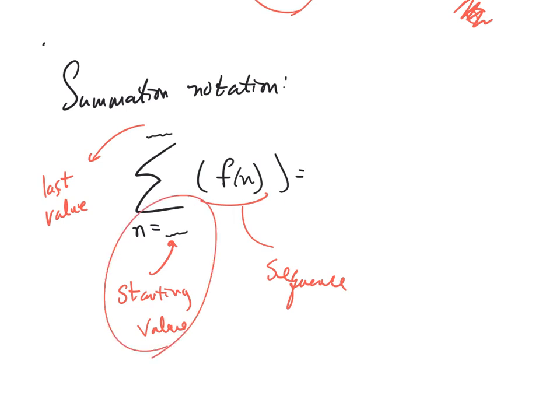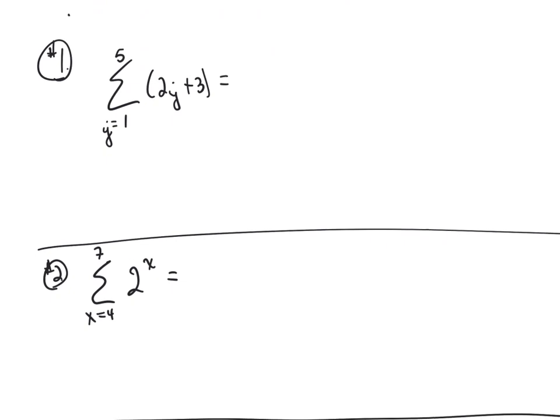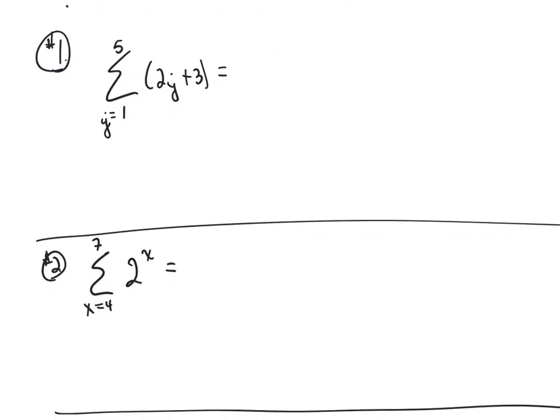The number below tells us the starting value to begin with, and the number on the top is going to tell us the last number that we want to start with. All right, I know it looks kind of crazy right now, but when you see some examples, you'll get the hang of it. So here's a couple of examples that we're going to walk ourselves through.